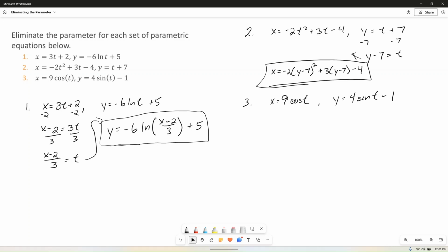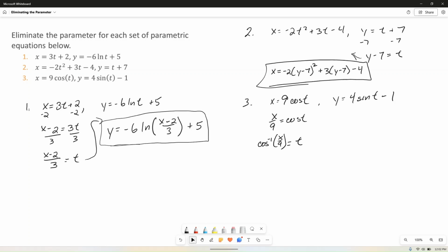In order to isolate the t in either of those, it would require using an inverse trig function. For example, if we tried to do the x equation, since it has fewer terms, x equals 9 cosine of t, we divide the 9 over, so x over 9 is equal to the cosine of t, and then I take the inverse cosine of both sides, so I have t is equal to the inverse cosine of x over 9.